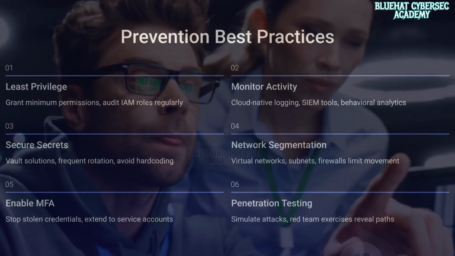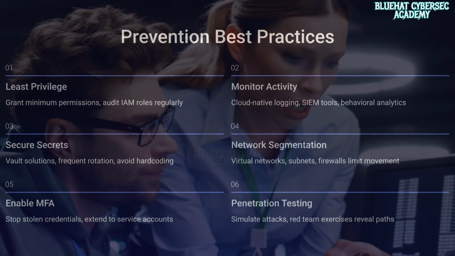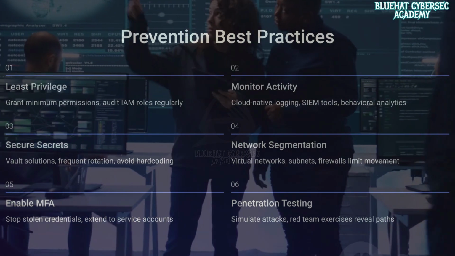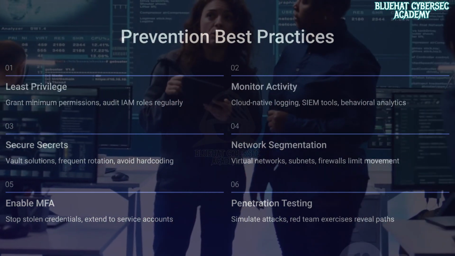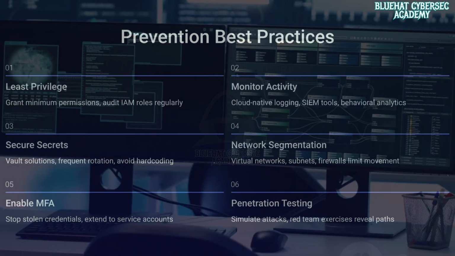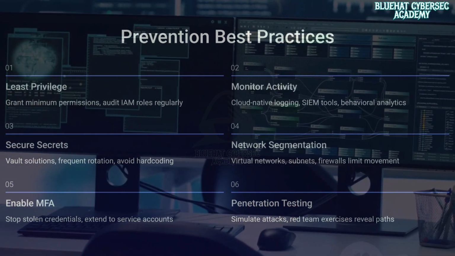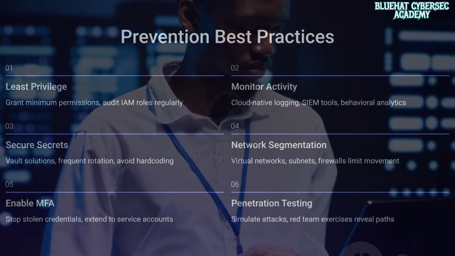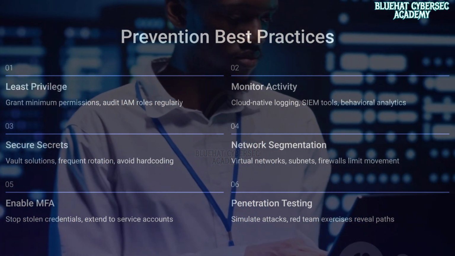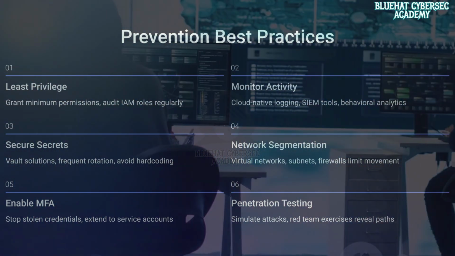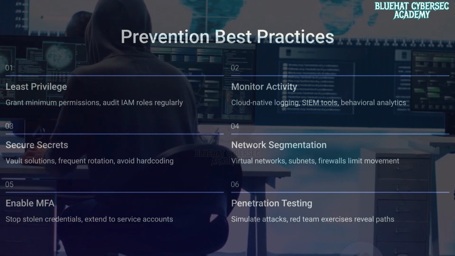Best practices to prevent lateral movement in the cloud are, honestly, super important. Organizations can reduce lateral movement risk with a proactive security approach. There are several best practices that can make a huge difference. First, always follow the principle of least privilege. Give users, applications, and services only the permissions they need, and regularly audit IAM roles and policies to shrink the attack surface.